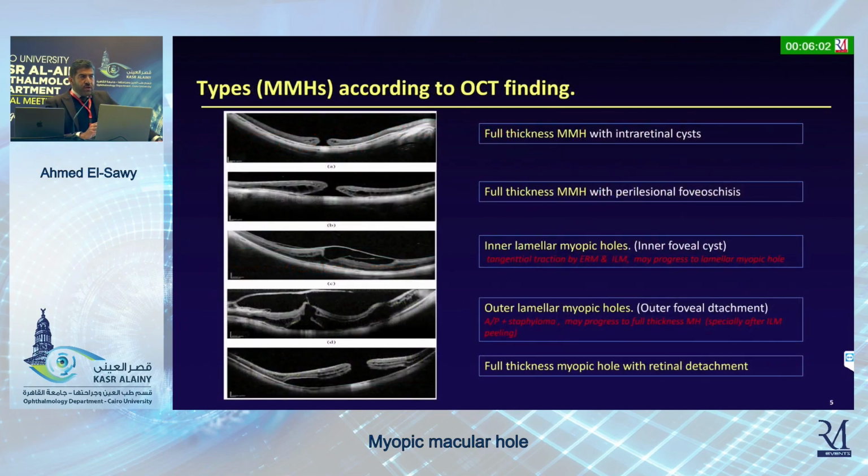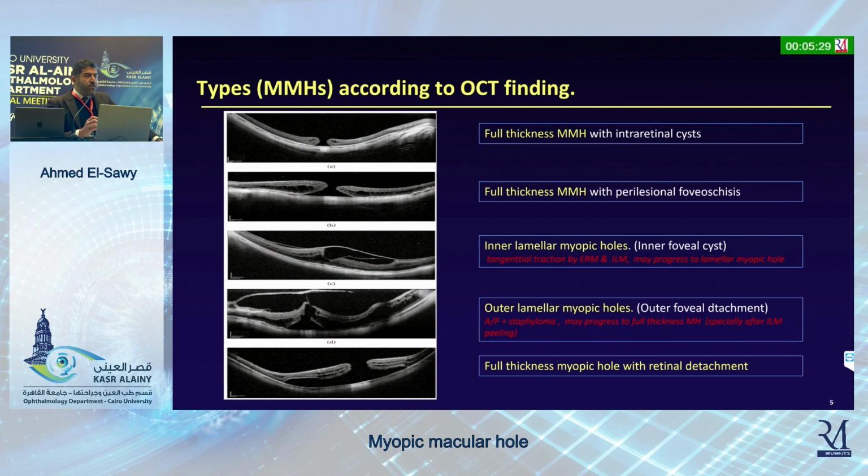So according to the OCT, we can generally divide the myopic macular holes into different entities. We can divide them into full thickness holes and partial thickness or lamellar myopic macular holes. Each of them could be associated with foveoschisis, with or without foveoschisis, and each of them could be associated with neurosensory detachment or not. So it could be a myopic macular hole with or without foveoschisis, with or without neurosensory detachment. What about the lamellar holes, the lamellar myopic holes?